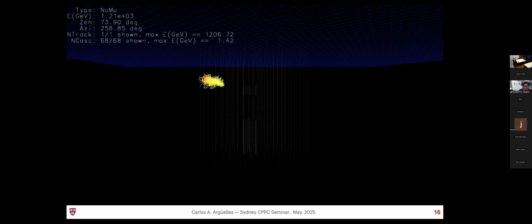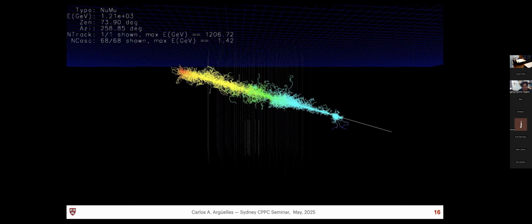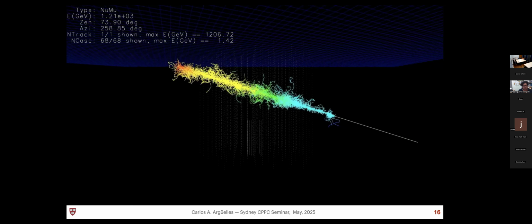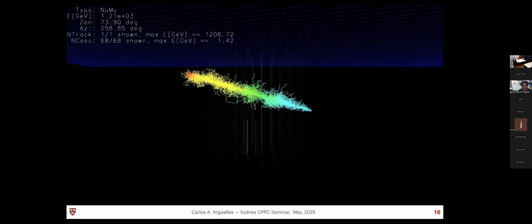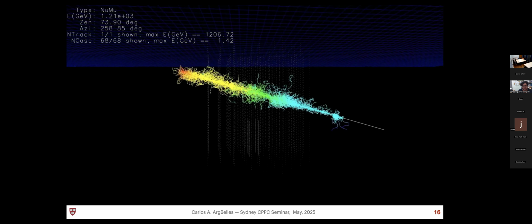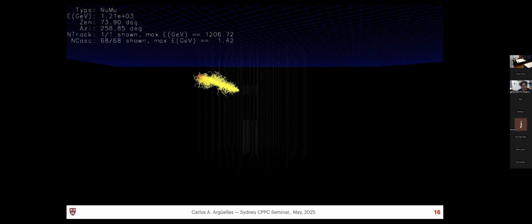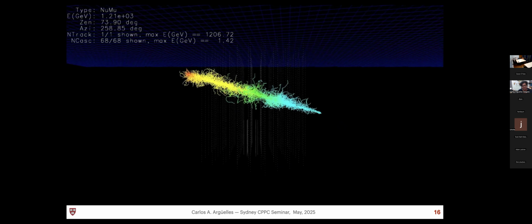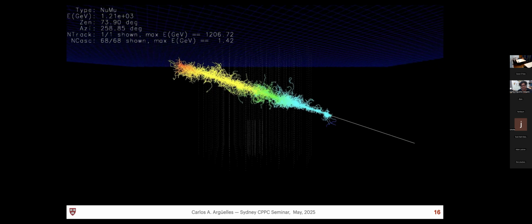This is a simulation that shows you one high energy muon traversing the IceCube array. Here, every dot is one of these sensors, these photomultiplier tubes. We call them DOMs, for digital optical modules. In this talk, the color is always going to indicate time: red is earlier time and blue is later times.